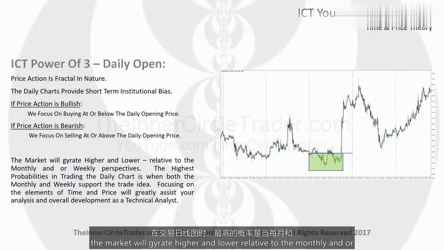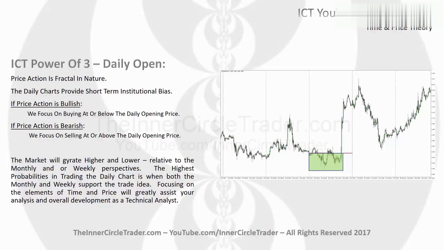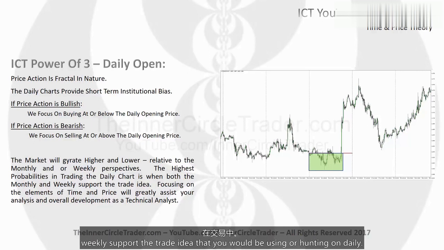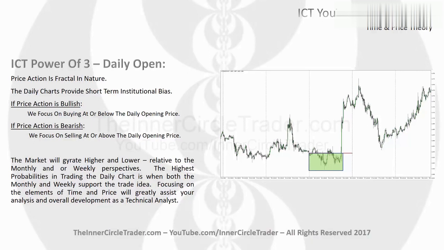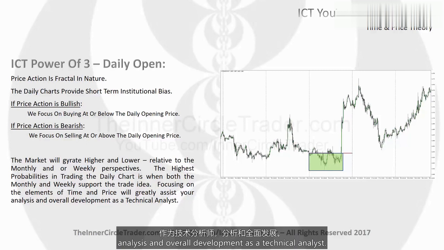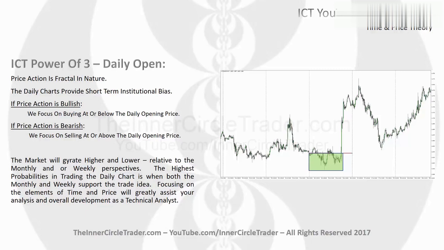Now, the market will gyrate higher and lower relative to the monthly and or weekly perspectives, as we mentioned in the previous slides. The highest probabilities in trading the daily chart is when both the monthly and weekly support the trade idea that you would be using or hunting on the daily. Focusing on the elements of time and price will greatly assist you in analysis and overall development as a technical analyst. If we look at this representation of a daily range here, notice I'm only highlighting one specific day.